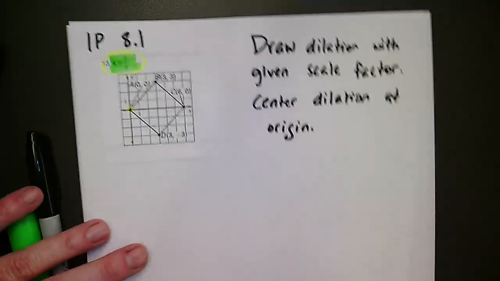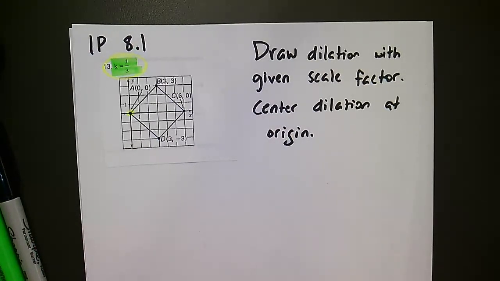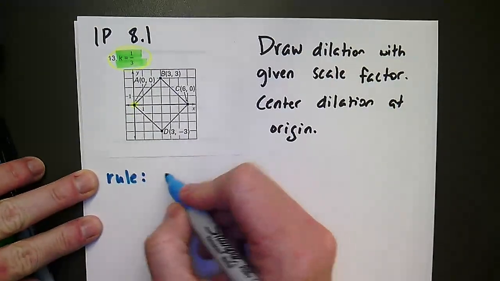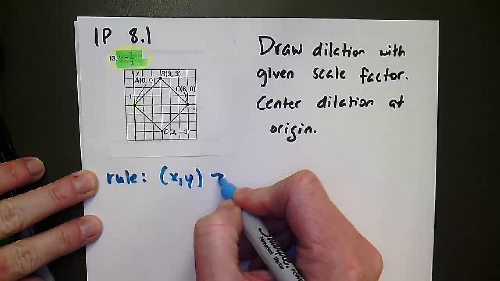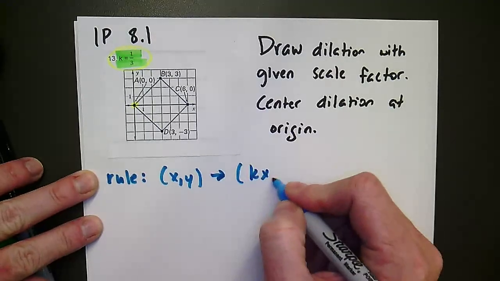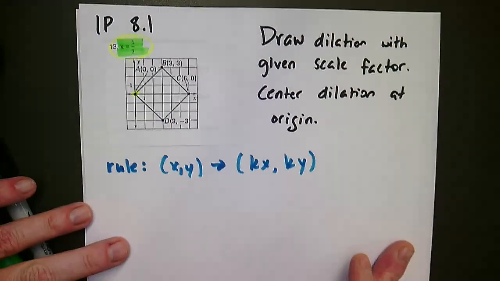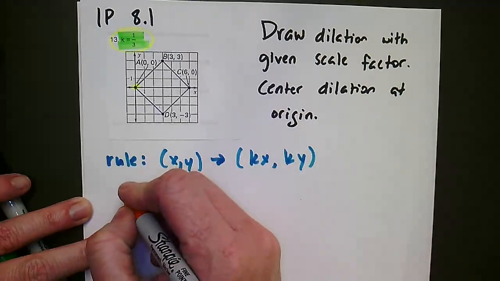Well, we're going to find the new coordinates. To find all of the coordinates, we follow this rule, and that's to get any new point, we're going to do the scale factor times the x, and then the scale factor times the y. So I'm going to do that with A, B, C, and D to find new coordinates. And the new coordinates, I'm going to give them the prime notation.